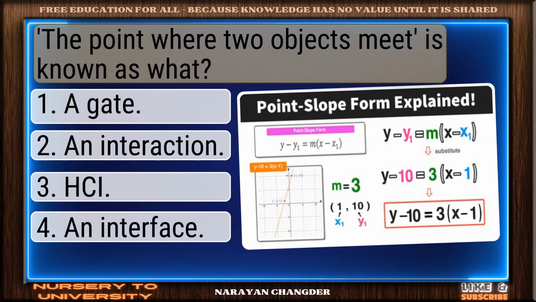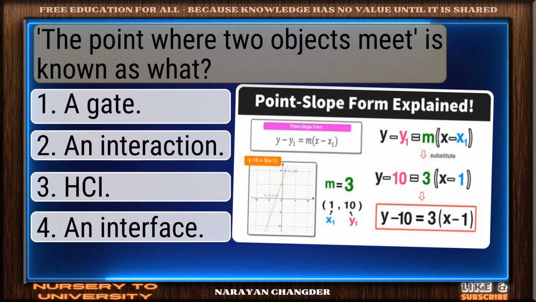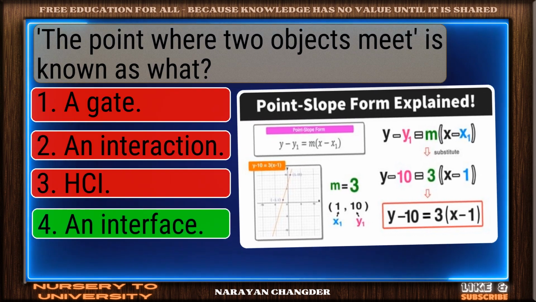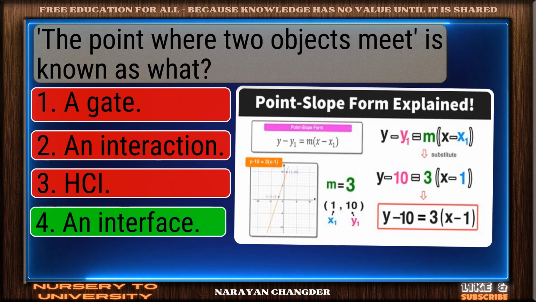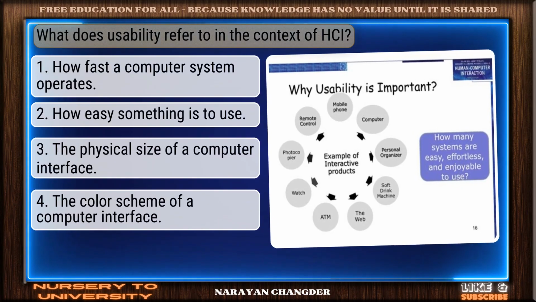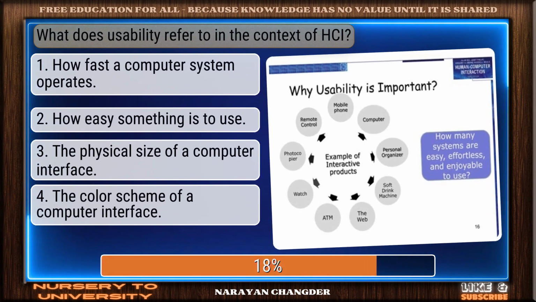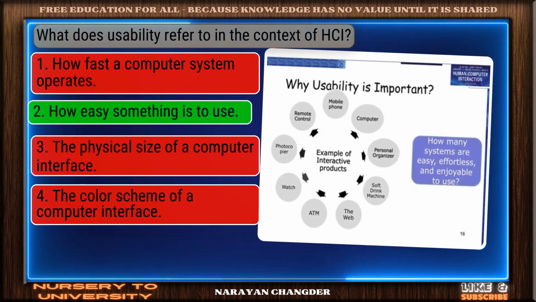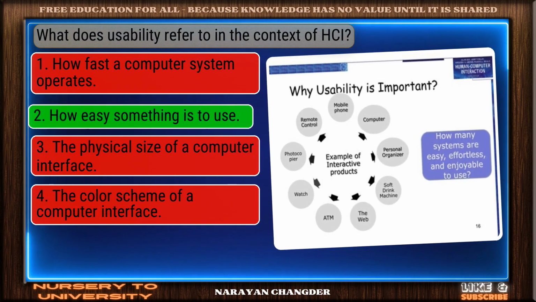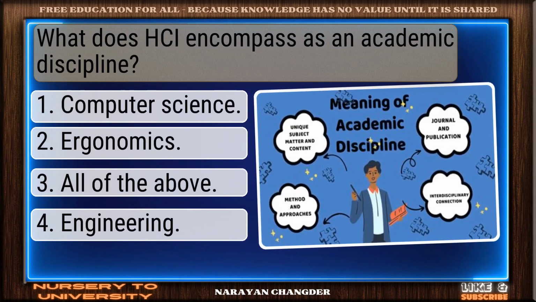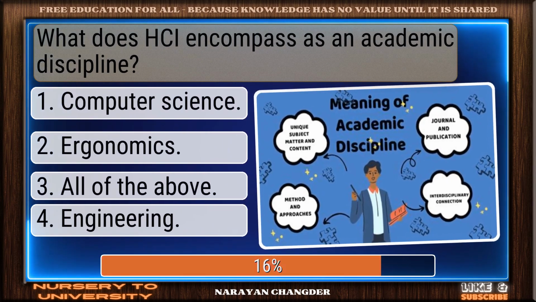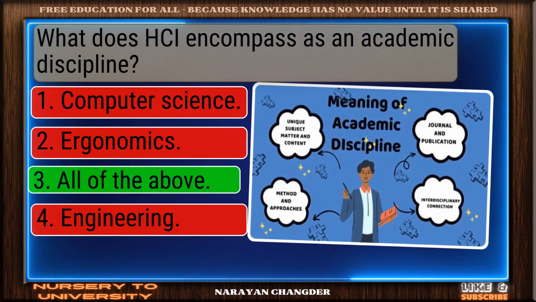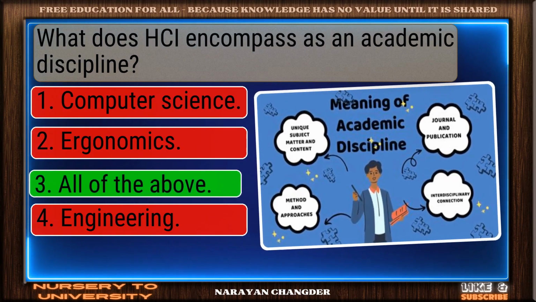Question number 49. The point where two objects meet is known as what? You got it. Your choice, interface, is right. Question number 50. What does usability refer to in the context of HCI? Right choice. How easy something is to use is the best answer. Question number 51. What does ASCII encompass as an academic discipline? Nice selection. All of the above is the correct and valid answer.